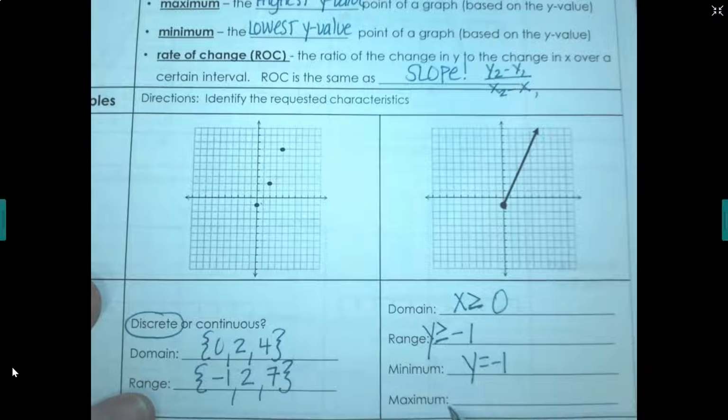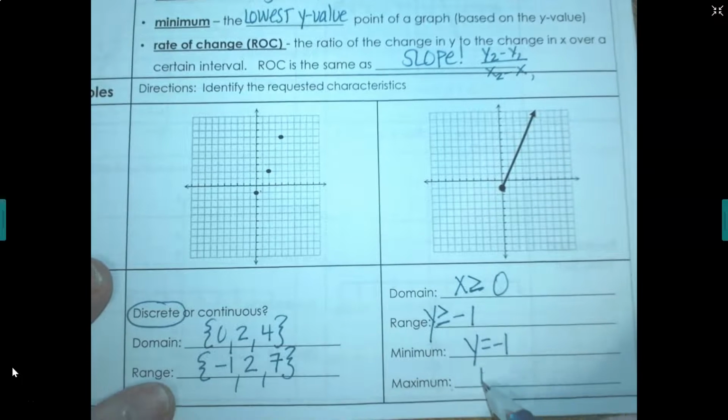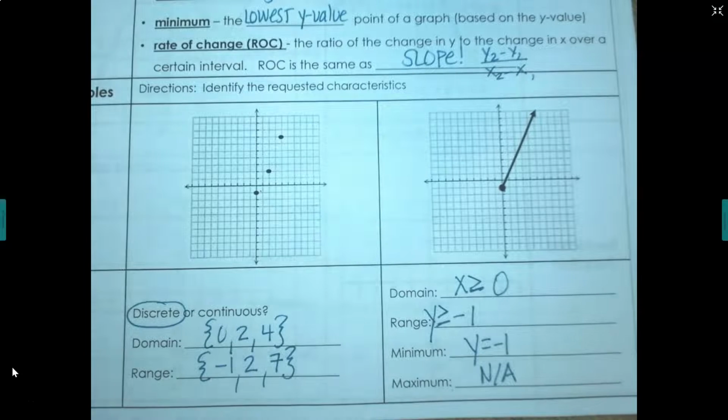I want to see now my maximum, that's my highest y value. But this graph never ever ends. I'm never going to have a maximum y value, so I'm going to say there's not one here. Don't write 0. 0 is a number. I'm saying there is no maximum because it goes up forever and ever and ever.